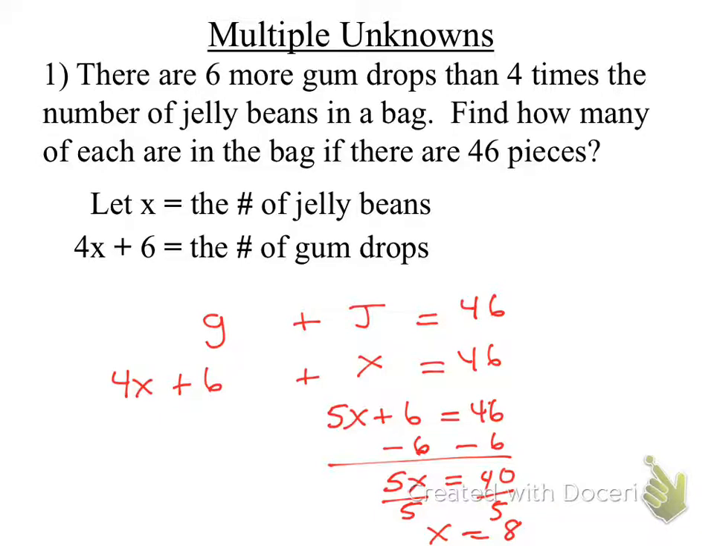Wilfred? That there are 8 jelly beans in each bag. And what does that mean for gumdrops? That there is 14. What'd you say? 14? Not 14. 4 times 8 is 32, plus 6 is 38 gumdrops, right? We can substitute this in and we get 38 gumdrops.